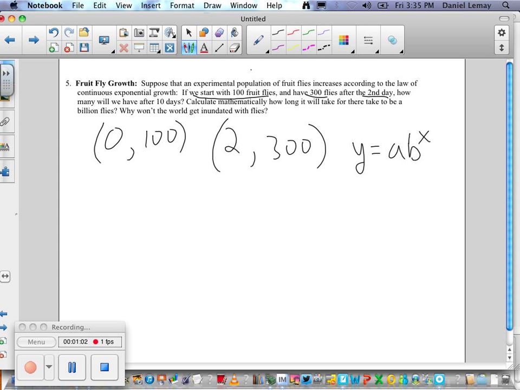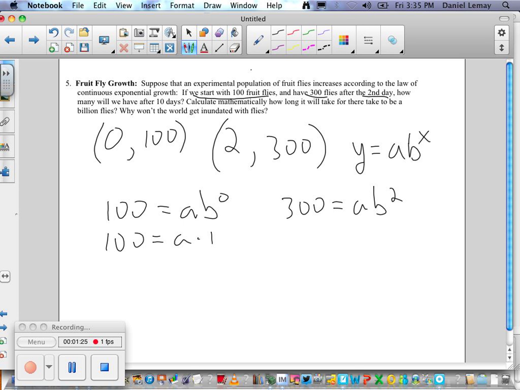So I know that y is 100 and x is 0. I know that y is 100 when x is 0. And I know y is 300 when x is 2. And I'm doing the same process, except I know that this is a times 1, because b to the 0 is 1. And this I can say that 300 over b squared equals a. So then I can say that a must equal a. So 100 has to equal 300 over b squared.